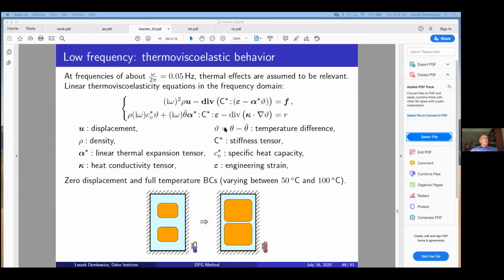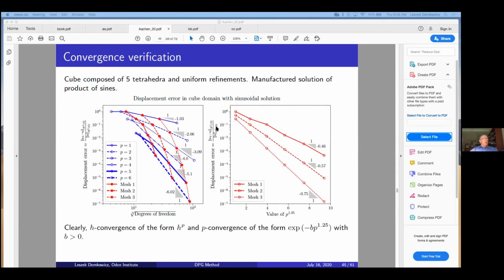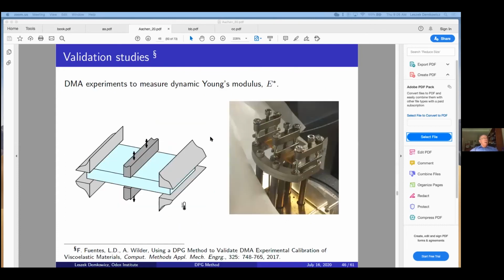So let me now go back a few slides and say that we started with the convergence verification. So here it is. It's not trivial because you're talking about nonlinear viscoelasticity coupled with the heat equation, and we had first verified the expected convergence rates with some manufactured solution. And once this worked, we went on to do validation studies, right? Because the material here is non-standard, this polymer.